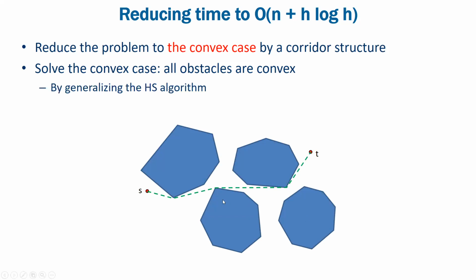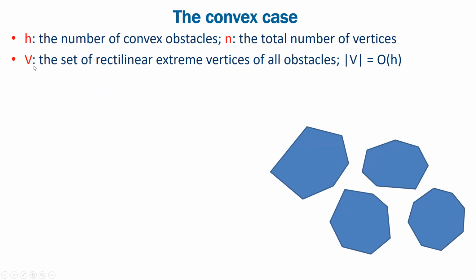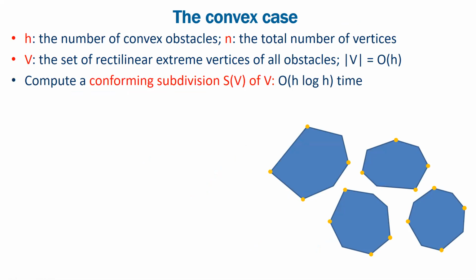So again, we need to generalize the HS algorithm. Suppose we have H convex obstacles and n as the total number of vertices. We introduce a new notation, set V as the set of rectilinear extreme vertices of all obstacles. Namely, those are the leftmost, rightmost, topmost, and bottommost vertices. Each obstacle has 4, and therefore the total size of V is at most 4H. Then we compute a conforming subdivision SV of V, and this takes H log H time, and the size is order H, because the size of V is order H.